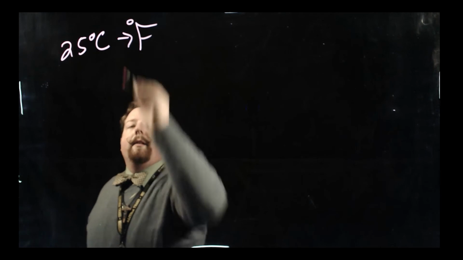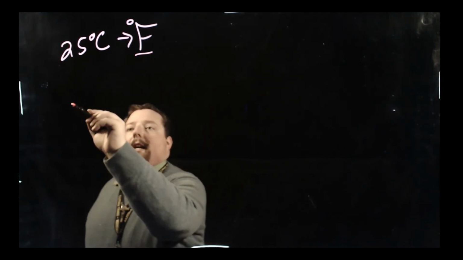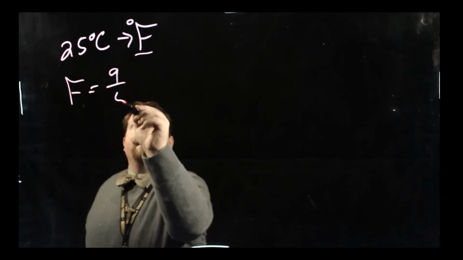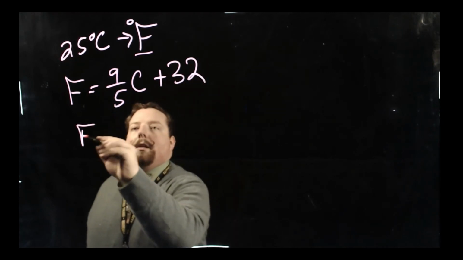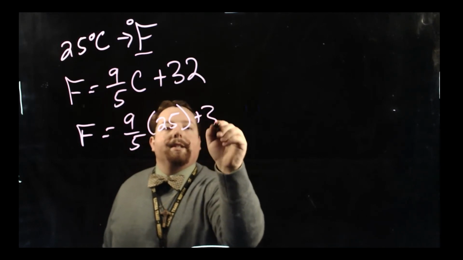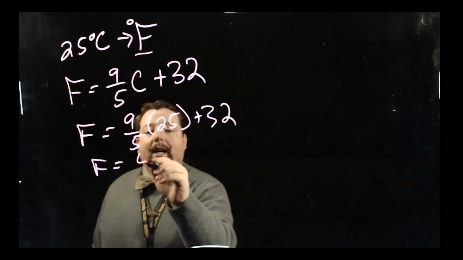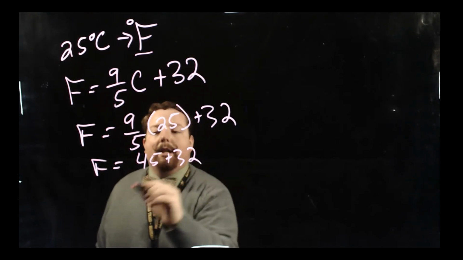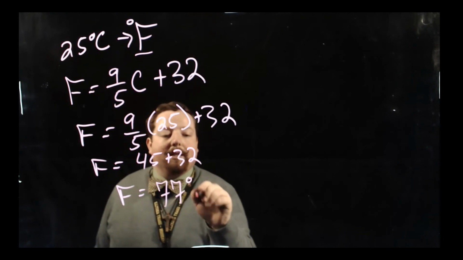Now if we do the opposite of that, we could take 25 degrees Celsius and convert to Fahrenheit. That'll be our second example problem. So we're looking for degrees Fahrenheit. We'll take the F equals equation, which is 9/5 times our degrees Celsius, and then add 32. Then we just plug and chug. 9/5 times our 25 plus 32. 9/5 times 25 is 45, plus 32 gives us a Fahrenheit temperature of 77 degrees.